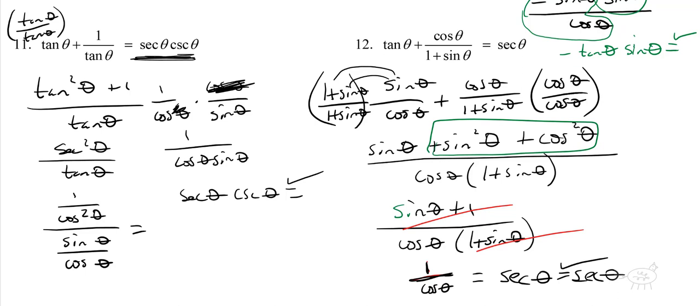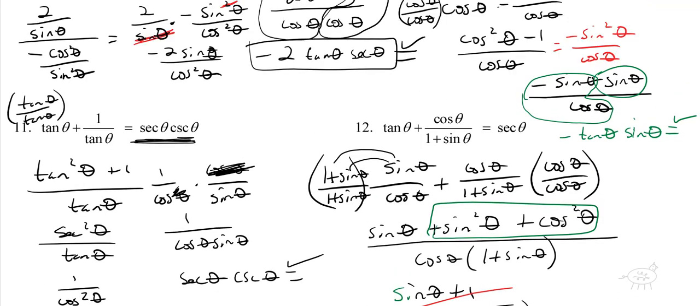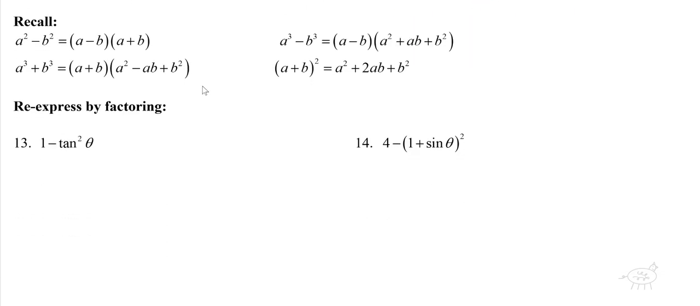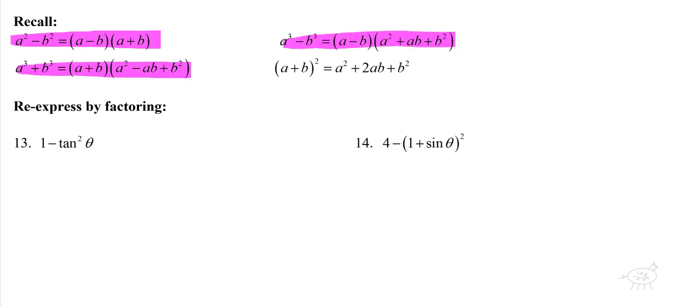All right, so our last group of problems is basically just to review factoring. So let's do that. You can see in this case here we have a difference of two squares. We have a sum of two cubes, or difference of two cubes, and this is a perfect square trinomial. Okay, so we have really four different things here. It's the sum of two cubes, difference of two cubes, difference of two squares.